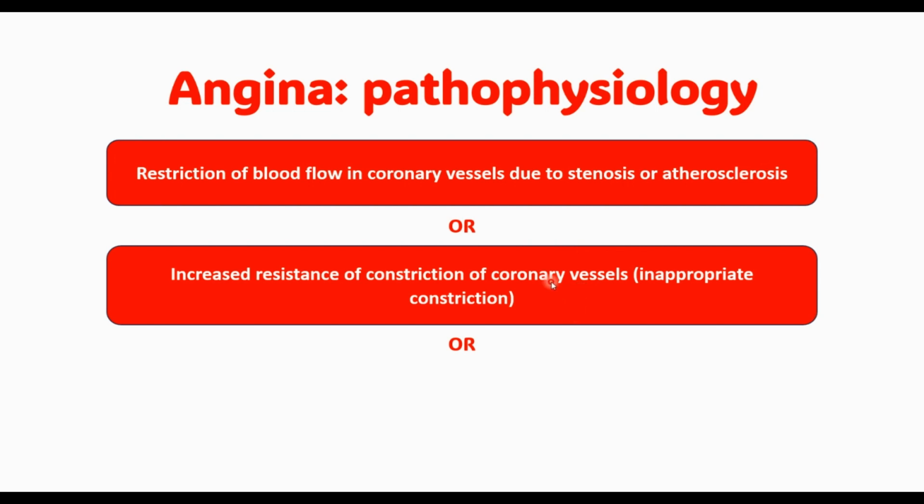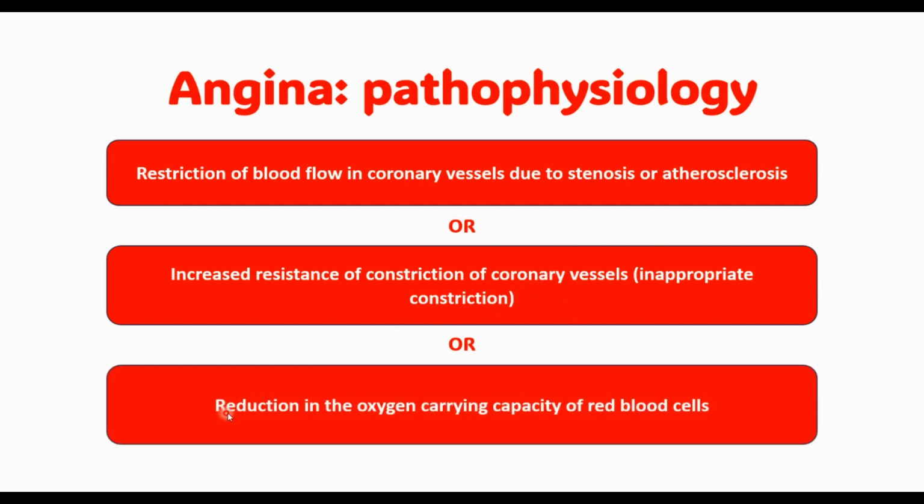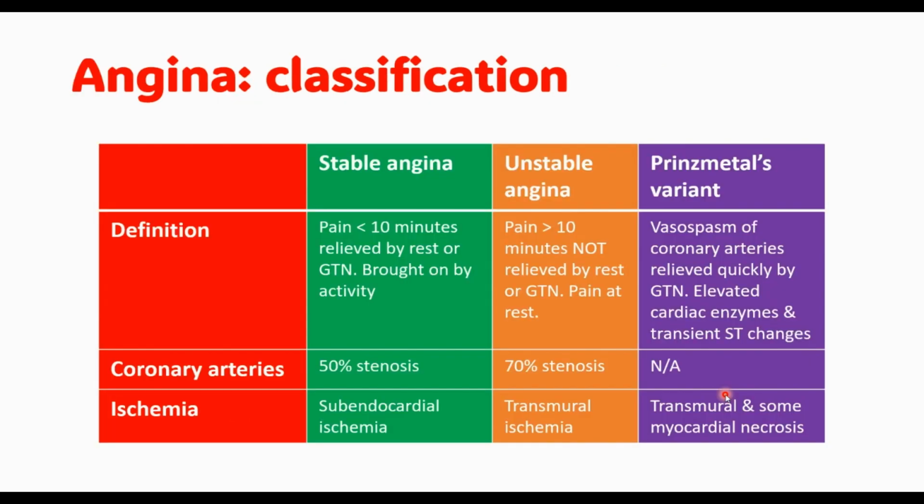And then the final mechanism, so there can be a reduction in the oxygen carrying capacity of the red blood cells. So we're going to talk about the classification of angina. So I've mentioned already today we're going to be talking about stable angina, unstable angina, and then there's this other variant called Prinzmetal's variant, and I've just added that as a bit extra, and we'll talk about that as well.